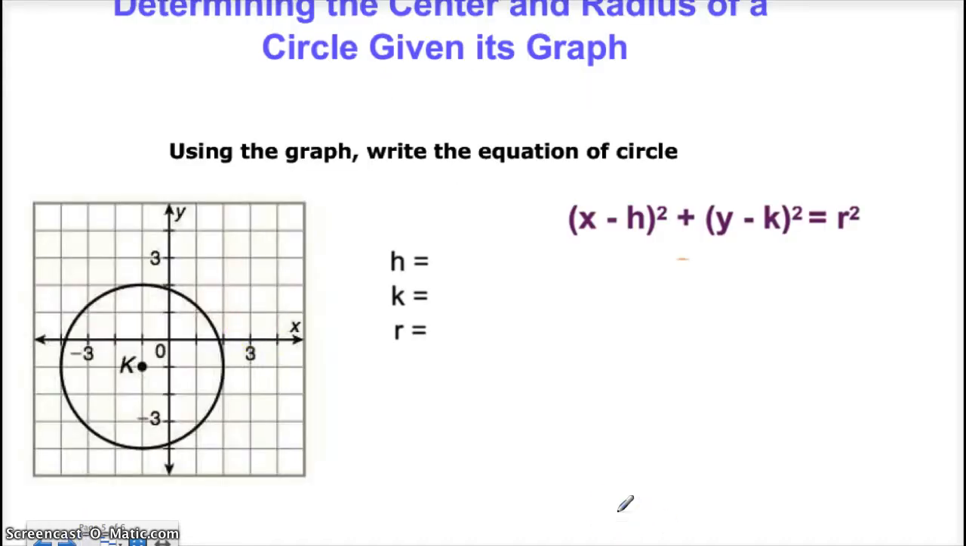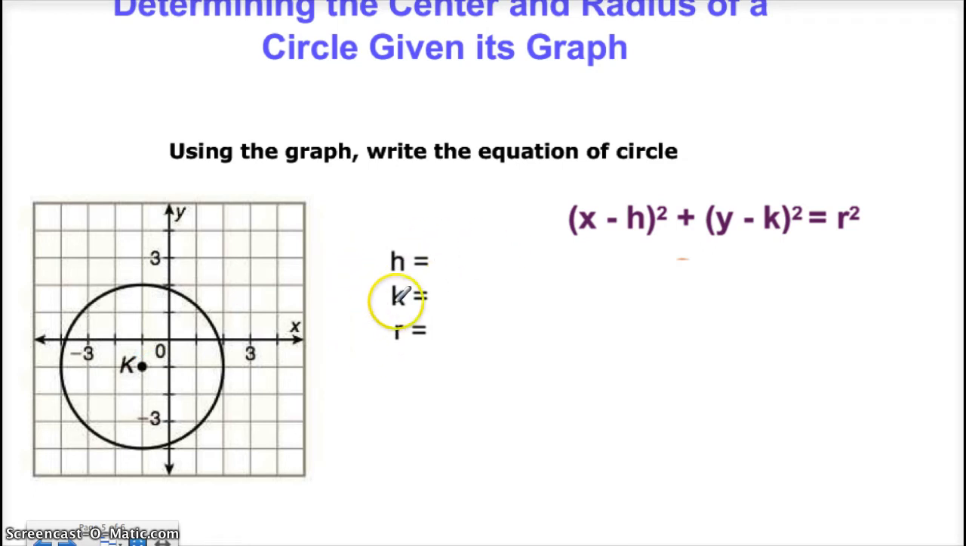The final skill that you'll be learning today is how to look at the graph of a circle and then figure out what the equation is. So right now we're looking at this graph, and I want to find out what the equation is. The thing you have to do is really just identify the same three variables we've been doing. What's my h, what's my k, and what's my radius?